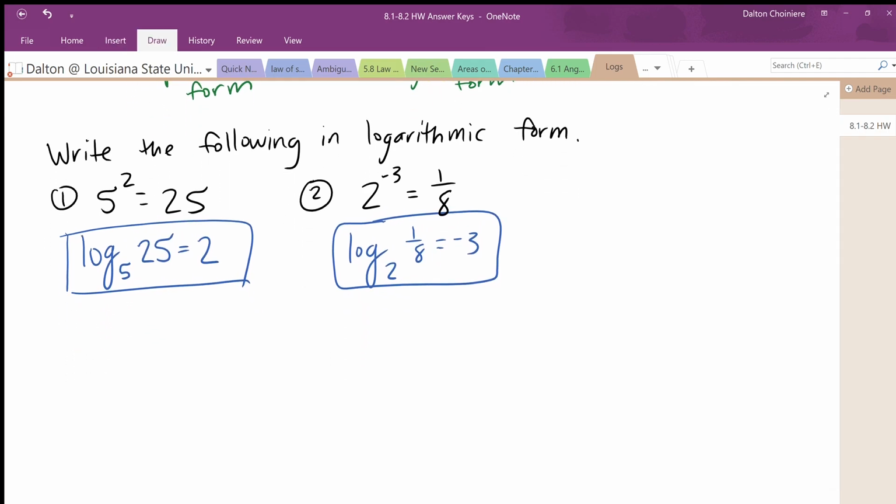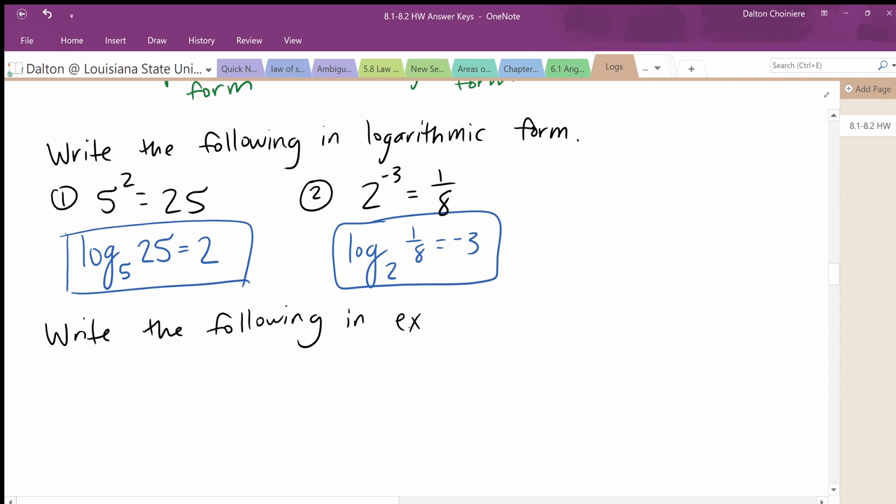Okay, for the next group, we're going to go backwards. I want you to write the following in exponential form. Write the following in exponential form. Number 3, log base 4 of 2 is equal to 1/2.